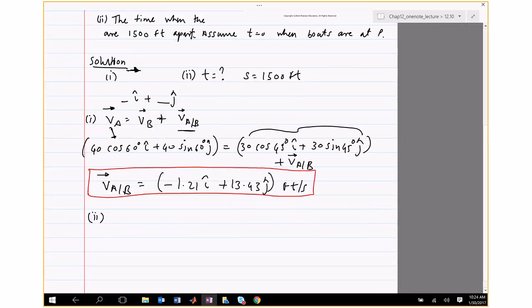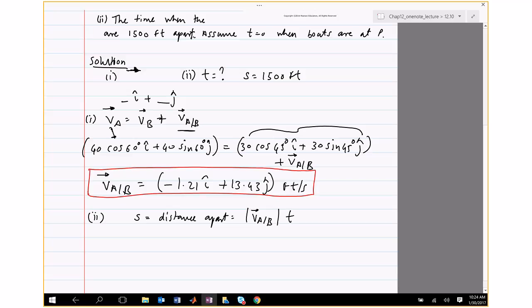Velocity of A with respect to B gives you the motion of A when B is at rest. So the distance s is basically a metric of how far they will drift apart, instead of trying to individually solve for the position of A as a function of time and the position of B as a function of time. What I mean by that is the distance apart, S, would simply be the magnitude of velocity of A with respect to B times time.